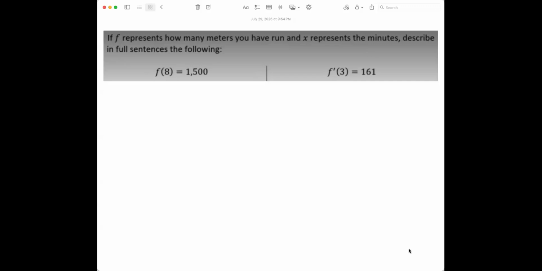F of 8 means at 8 minutes you have covered 1,500 meters. So f is the function, right? How many meters you've run? X represents minutes, right? So what does it mean? In 8 minutes I've run?